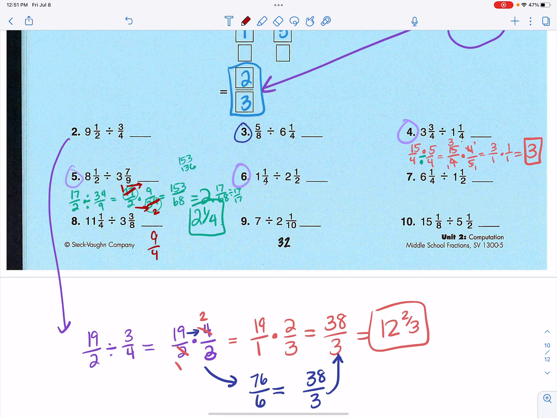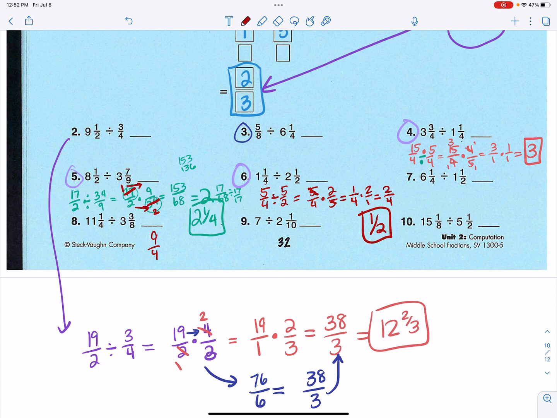All right, so on this one, 4 plus 1 is 5. So 5/4 divided by 5/2. So I'm going to multiply by the reciprocal. Now on this one, it's kind of easy to see. My 5s would cancel. So I'd have 1/4 times 2/1. So my answer is 2/4, which ends up being 1/2.